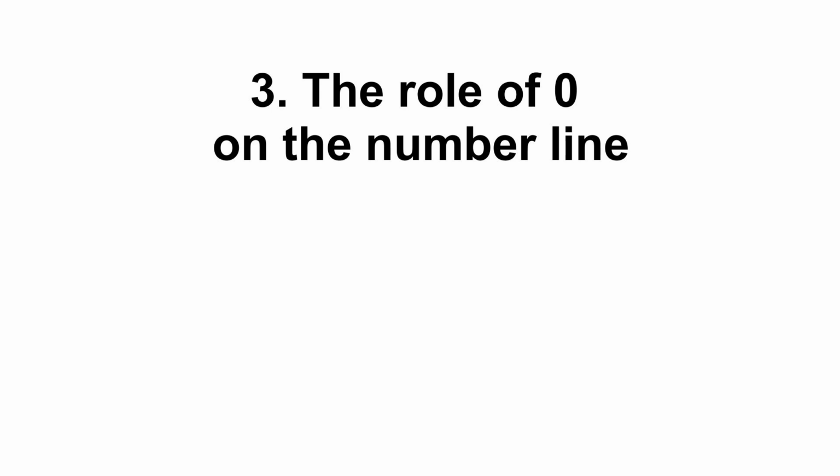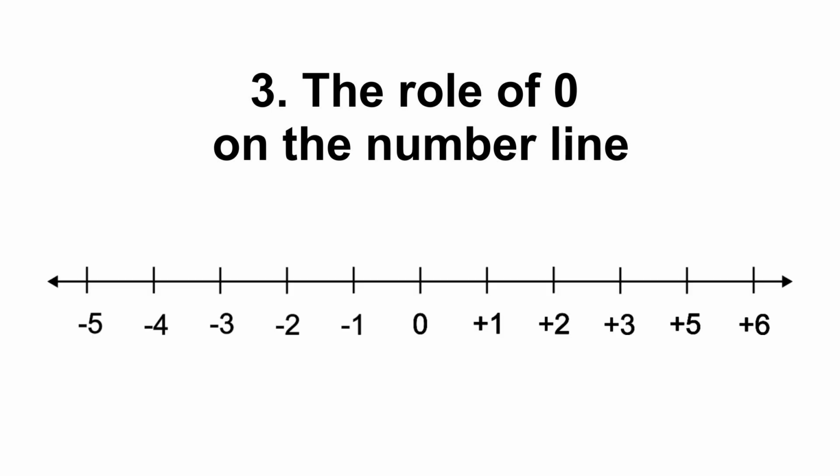3. The role of 0 on the number line. On the number line, 0 is the reference point that separates positive numbers from negative numbers. It is important to recognize the position of 0. Numbers greater than 0 are positive numbers. They are to the right of the 0 position. Numbers smaller than 0 are negative numbers. They are to the left of the 0 position.